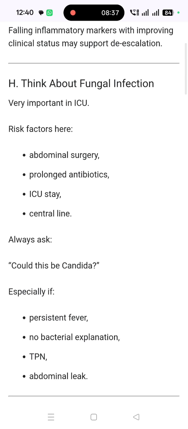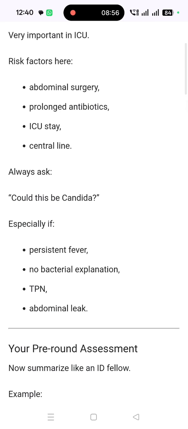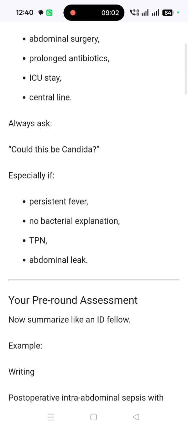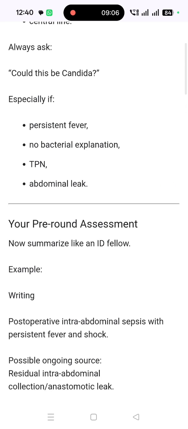So the next point is to think about fungal infection. This is very important in ICU, because immunocompromised patients are there. The risk factors are abdominal surgery, prolonged antibiotics, ICU stay, and central line. Always ask, could this be Candida, especially if there is persistent fever, no bacterial explanation, TPN, and abdominal leak.